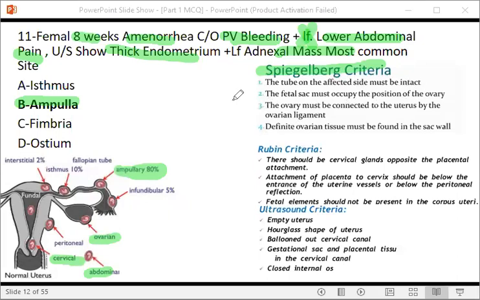طيب بالنسبة تحفظوا الاسم, you need to know the characters of them. It may come for you. What is the character of Spiegelberg criteria? You know it's an ovarian ectopic.